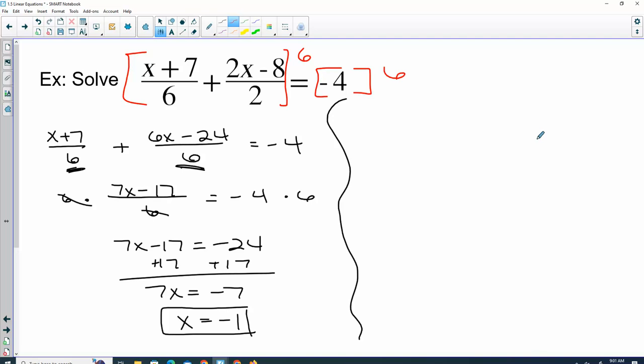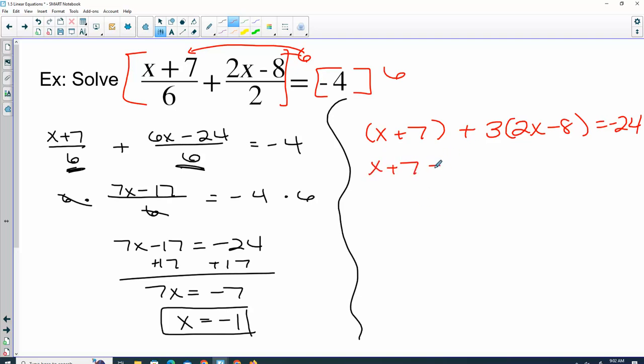What would happen? So if I distribute my 6 to the first fraction, what happens with the 6 on top and bottom? It cancels and just leaves me with x plus 7. Okay, the second fraction. What's 6 divided by 2? So that leaves me with 3 times the 2x minus 8 equals -24. So this option is basically similar. We use the 6, it was just multiplying by it to get rid of it. And if you work that out, you have x plus 7 plus 6x minus 24 equals -24.